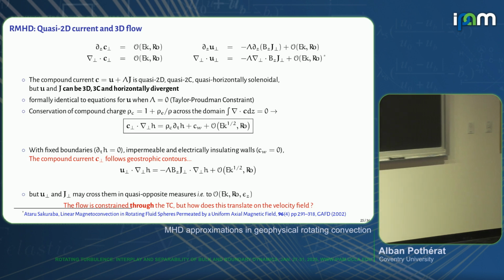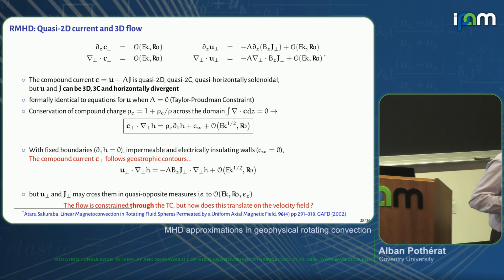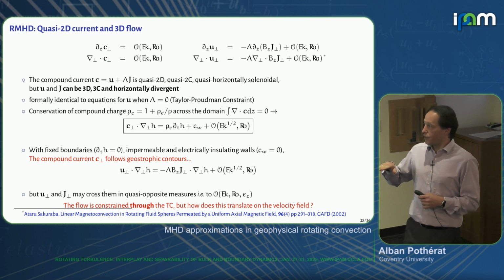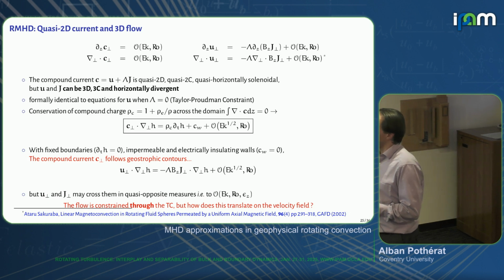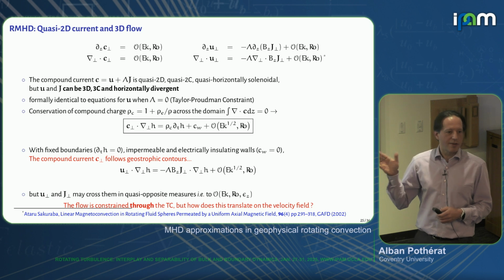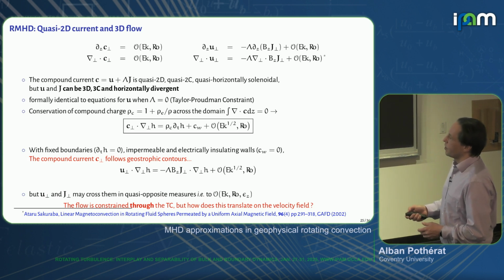So what does it mean for the topological constraint? Well, it means that because my compound current is two-dimensional and horizontally solenoidal, it has to follow geostrophic contours of constant height. Typically, the tangent cylinder has to follow a tangent cylinder. So that is essentially a constraint.